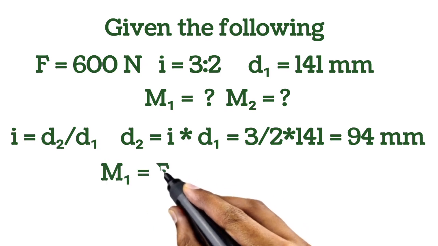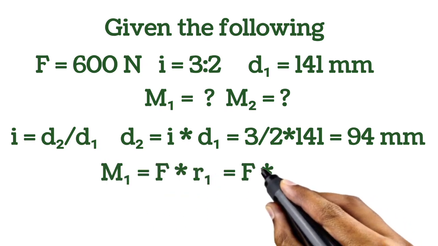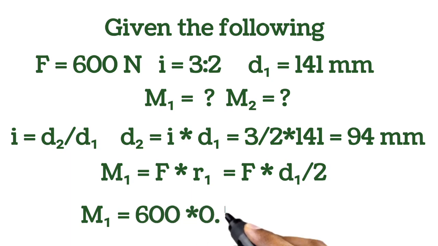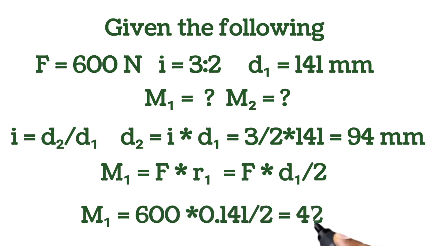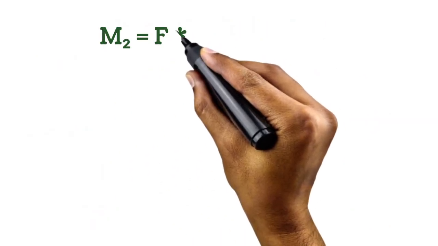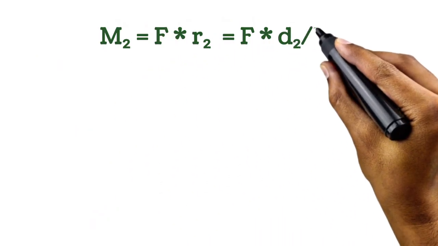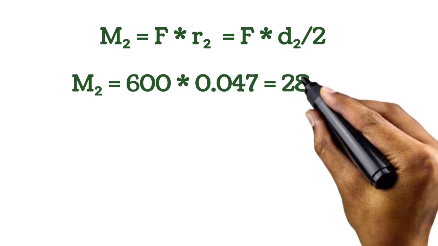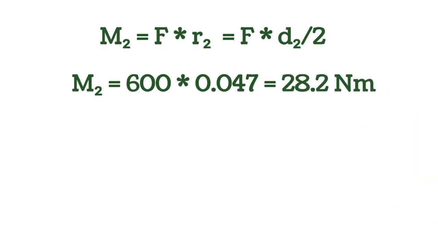M1 is equal to F times R1. So substituting the value for R1, which is D over 2, we have M1 is equal to 42 Newton meter. M2 is equal to F times R2, where R2 is equal to D2 over 2. Substituting the value, we have M2 is equal to 28.2 Newton meter.